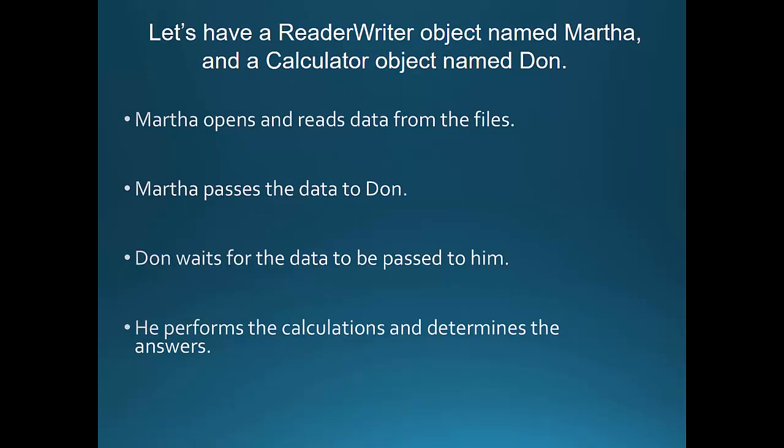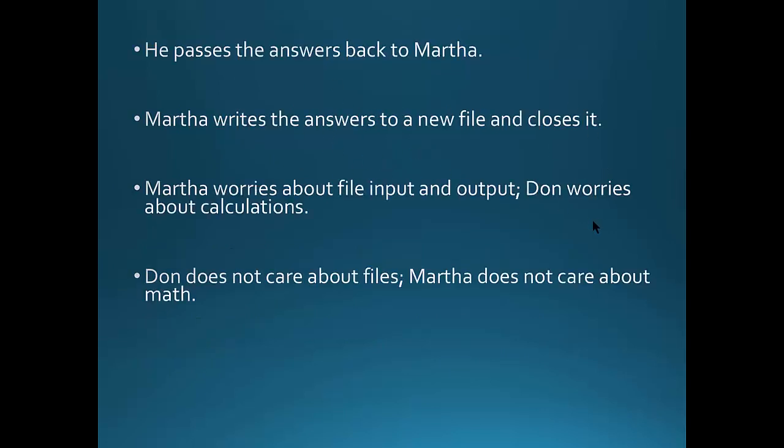And so here's an example of a reader-writer object. Martha opens and reads the data from the files, passes the data to Don. Don waits for the data to be passed to him. He performs the calculations and determines the answers. So Don is the calculator, and Martha is the file reader. And then Don passes the answers back to Martha. Martha then writes the answers to the file and closes it.